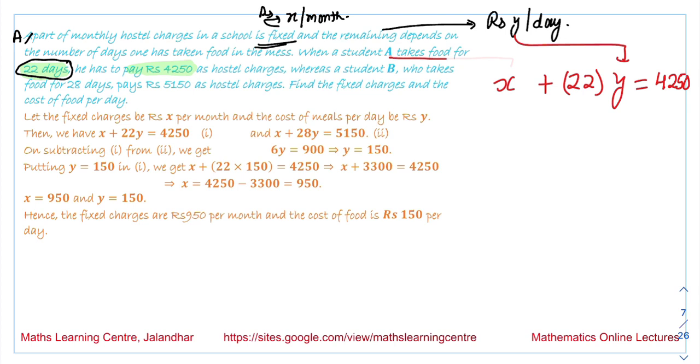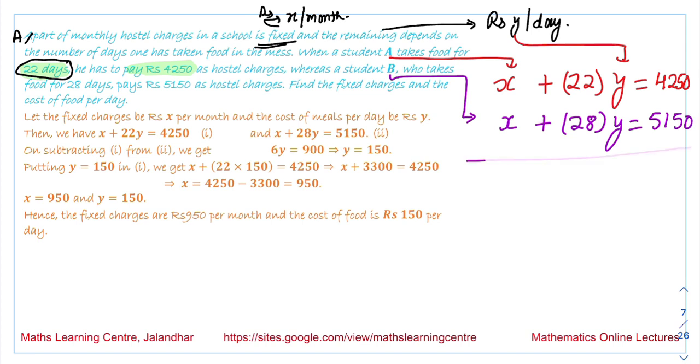This is for student A we are saying. For student B, we are saying the fixed charge is x. He has taken the food for 28 days. The total cost will become 28y and he has to pay 5150 rupees. Again, if we subtract these two equations, we will get minus 6y is equal to minus 900.